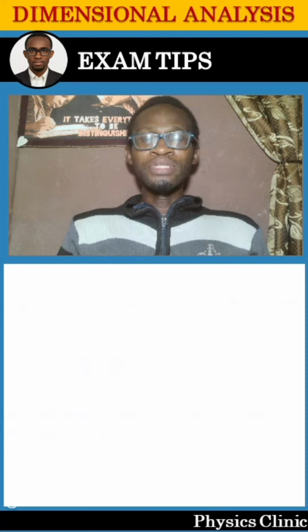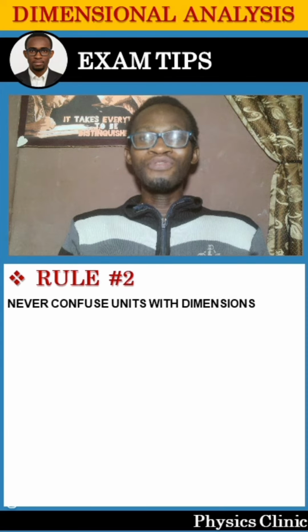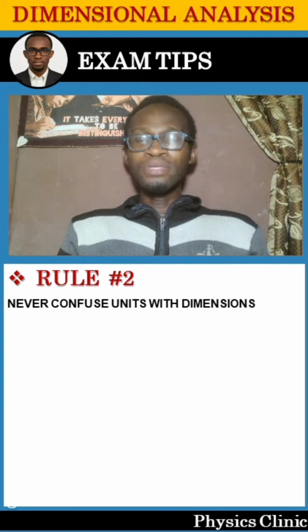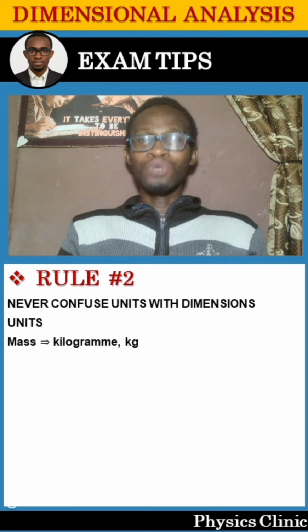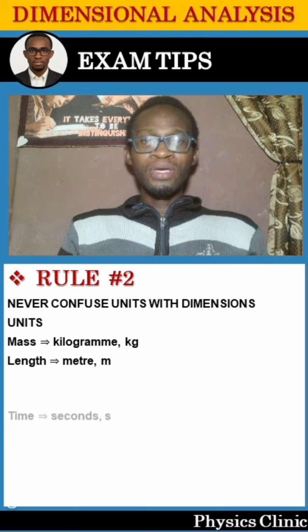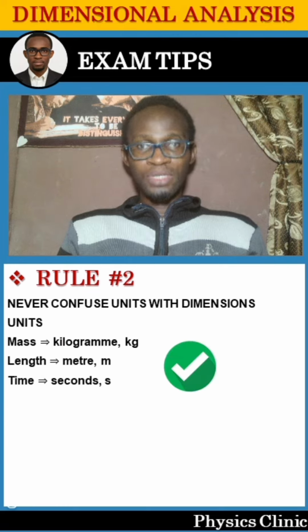Now let's go to the next rule, rule 2. For rule 2, never confuse units with dimension. There is a difference between the units of a physical quantity and the dimension of a physical quantity. Now look at it. When we talk about units, let's talk about the fundamental units. For mass, the unit of mass is what? Kilogram. The unit of length is meter. The unit of time is second. So this is what? Units.